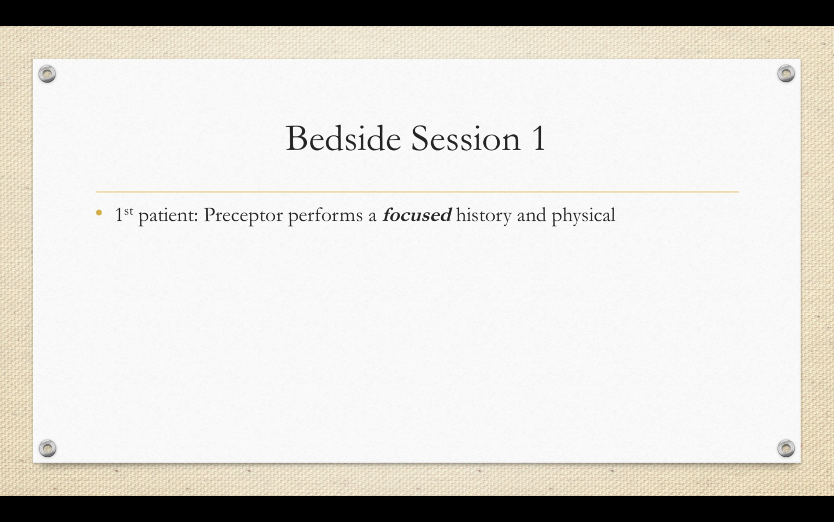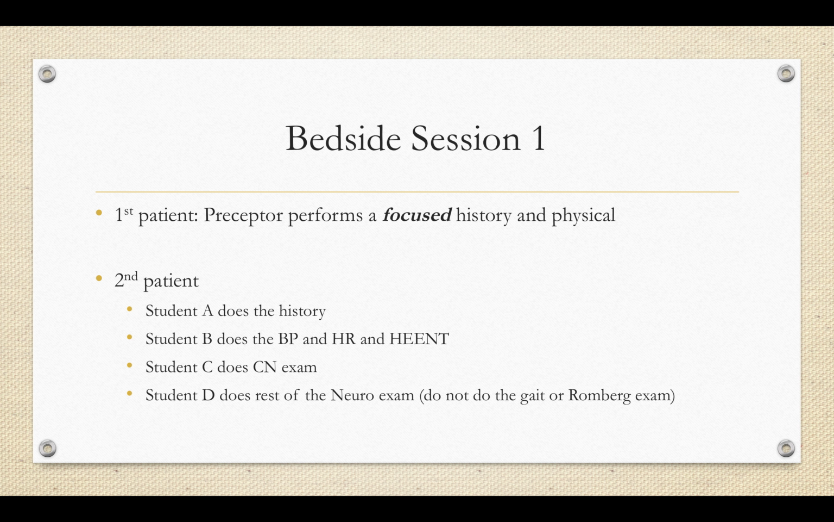And then you're going to take the students to patient 2. And here with patient 2, everybody shares in the evaluation. Student A will start by doing the history. Student B will check the blood pressure and then do the HENT exam. Student C will do the cranial nerve exam. And student D will do the rest of the neuro exam. We don't want them to do a gait exam or a Romberg. No need to do pain and vibration or the Weber and the Rinne.